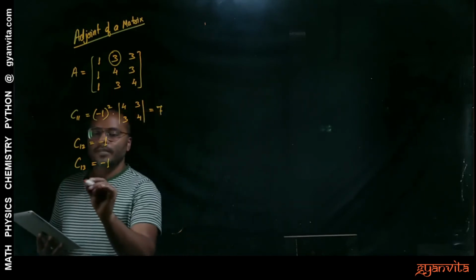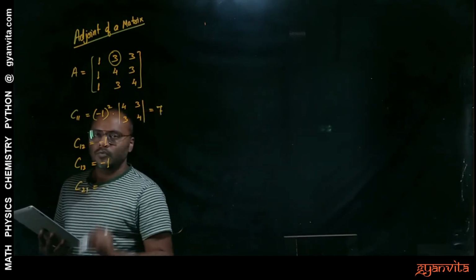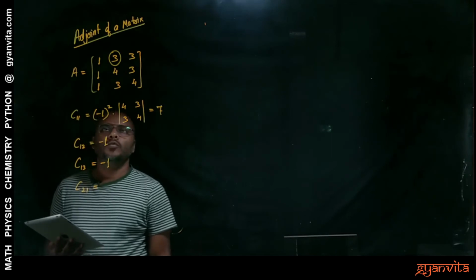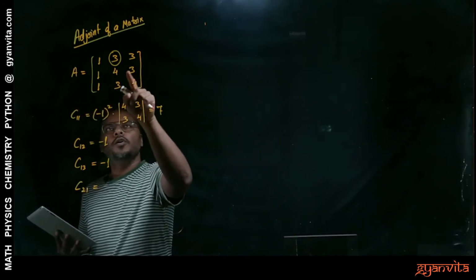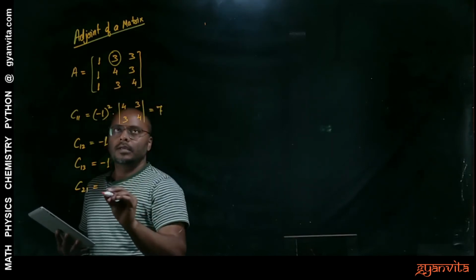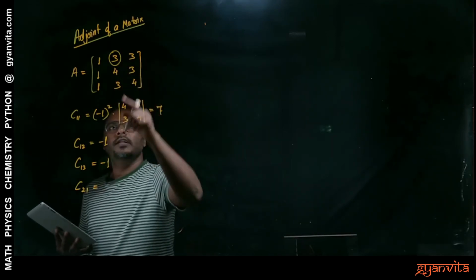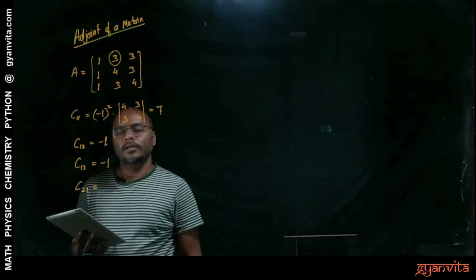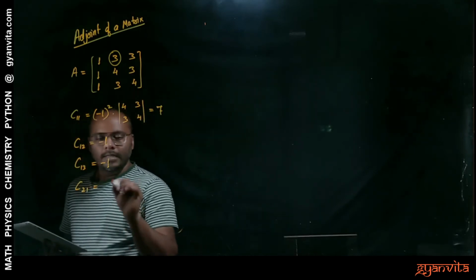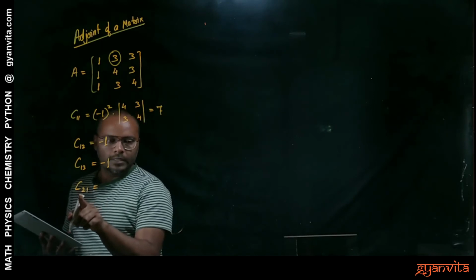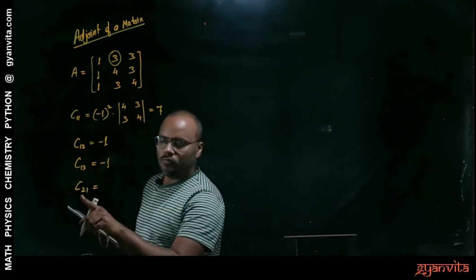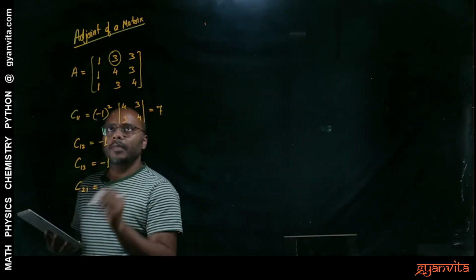Okay, now C21. C21 means second row, first column, this one. So what do you have? 3 3 3 4, that is 4 3s are 12, minus 3 3s are 9, 12 minus 9, that is 3. But for this position, you can see here itself, this is 2 1, so 2 plus 1 is odd, so this will be minus.